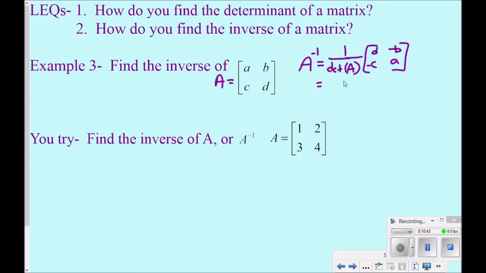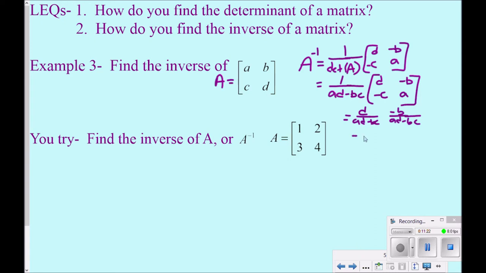So I can simplify that a little bit. We know from the previous problems that the determinant of A would be A times D minus B times C. So I can rewrite that as AD minus BC. And then that's going to be multiplied by D, negative B, negative C, and A. Okay. So I'm just going to leave it that way, but I could multiply it out. I'd have D over AD minus BC. I'd have negative B over AD minus BC.